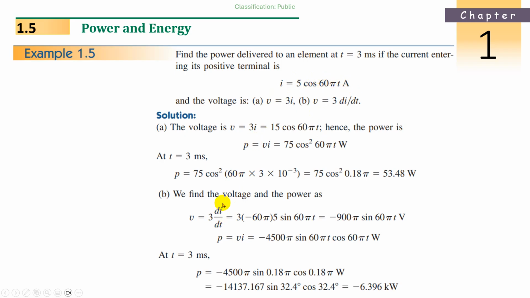Now be careful. 3 di by dt. Now differentiate this, 5 cos 60 pi t. Cos we have to differentiate. When you differentiate cos 60 pi t, because 5 is a constant, no differentiation for it. Only cos we can differentiate with time t. So cos, let's say cos theta. What is the value of differentiation of cos theta?